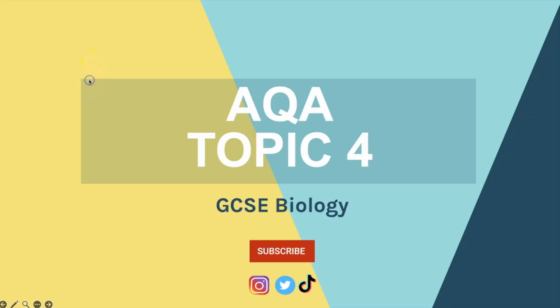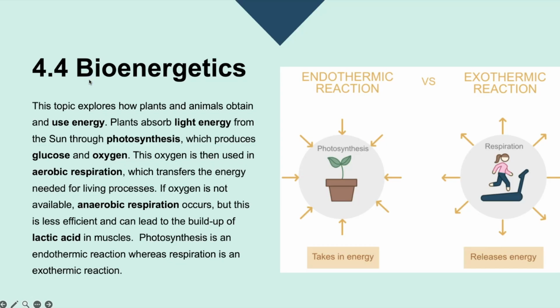So topic 4 for GCSE Biology. First of all, an overview of this topic, because this is the one that explores how plants and animals obtain and use energy. So we'll be looking at how plants photosynthesize, and we'll be looking at how both plants and animals are going to respire. And in fact, all living things respire, and they can respire aerobically and anaerobically. But we'll be looking at in animals the buildup of lactic acid in muscles and the effect of exercise.